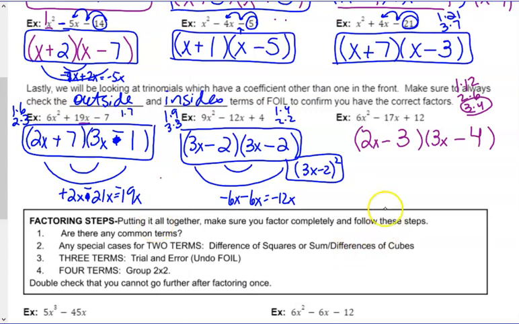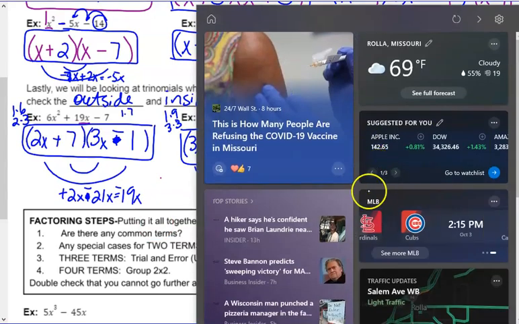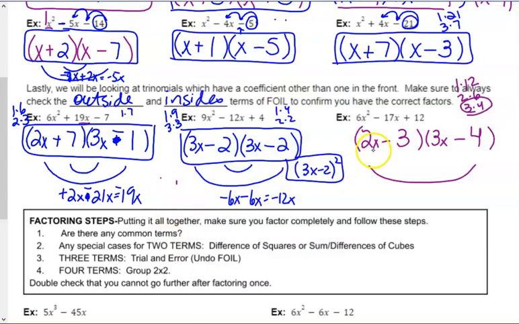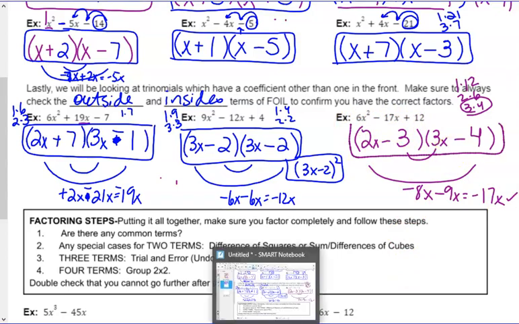So how do we check to make sure we have the final answer with the 17x in the middle? Well, the outside is a minus 8x, inside is a negative 9x, and when I put those together, ding, ding, ding, that gives me a negative 17x. That's my middle term, therefore these are my two factors of that trinomial. Okay?